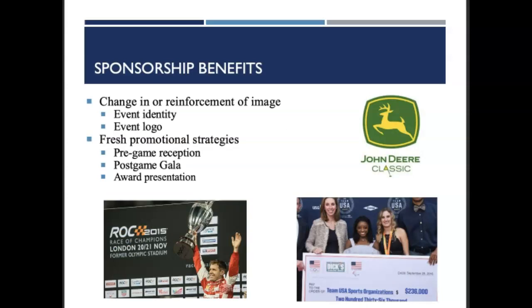We say, well, if you want to become the title sponsors, we can change the logo for you, we can change the identity, and also we need to come up with some interesting promotional strategy. So for instance, we can organize some pre-game receptions, post-game galas, award presentations, which give the sponsors a lot of opportunity to expose themselves. So for instance, at the award ceremony, we'll be able to have their logos there, right?